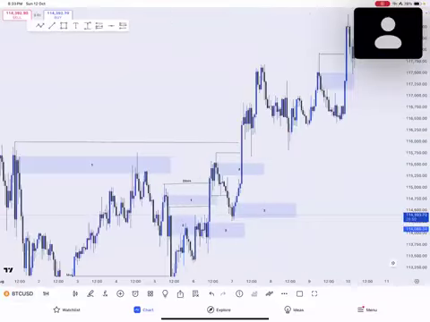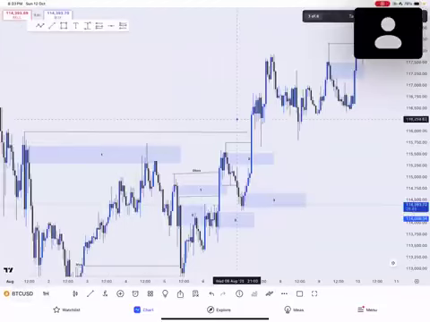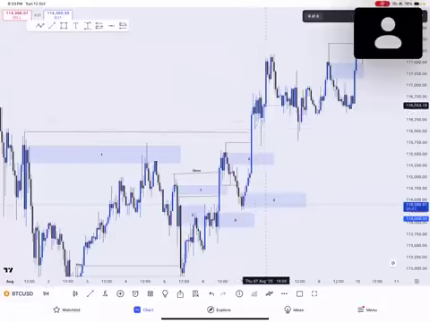Same thing here. After the double break of structure, the pullback before price continues pushing back to the upside is our inducement. So this is our inducement right here before price continues pushing back up. Our inducement should be right here.